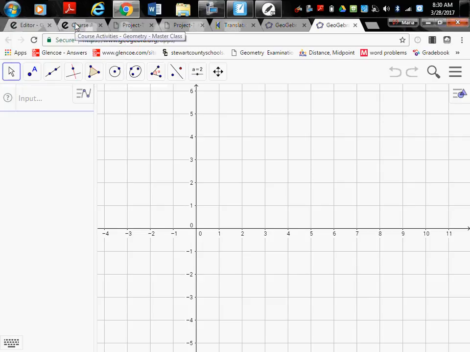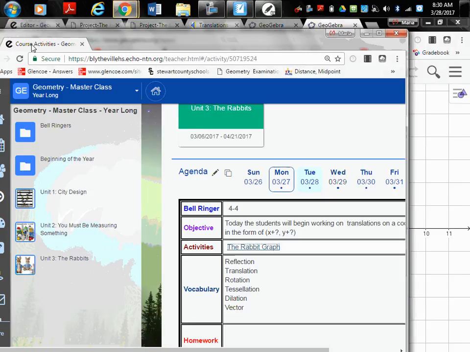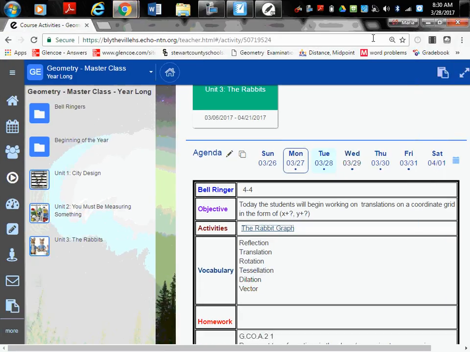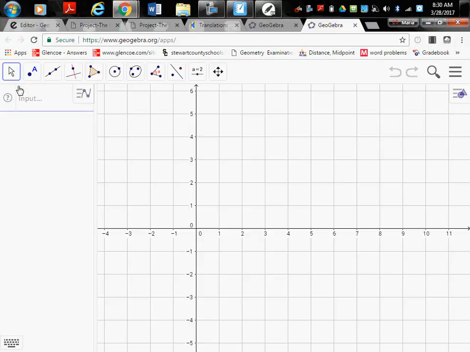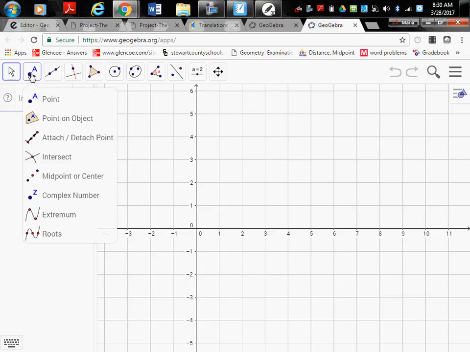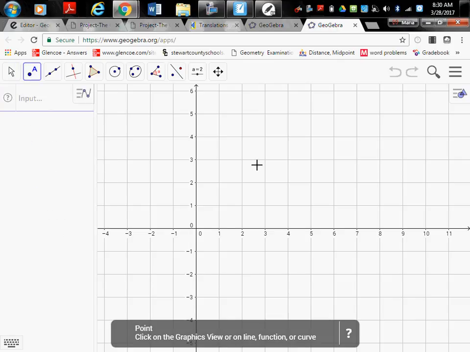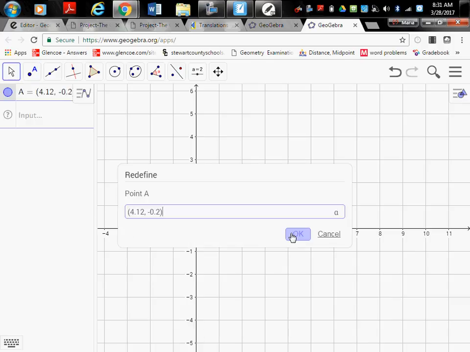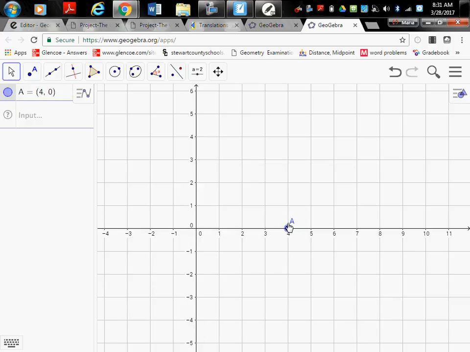All right, so this was your GeoGebra. Yesterday we did a quick lesson on how to plot points. In order to plot points using GeoGebra, you click on the A with the dot, and you count how many to the left or right, and then up. All right, so I want a point at 4, 3. So I go over 4, up 3.